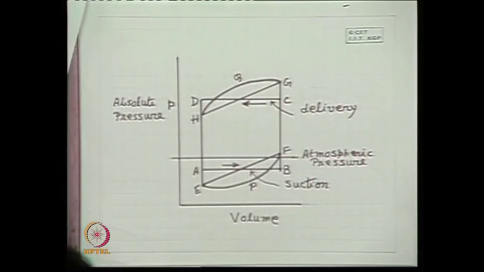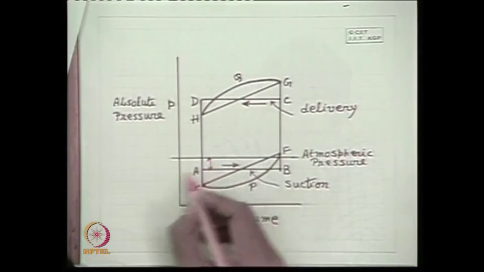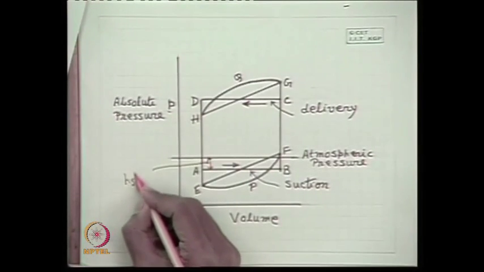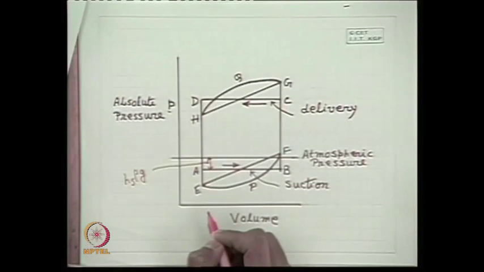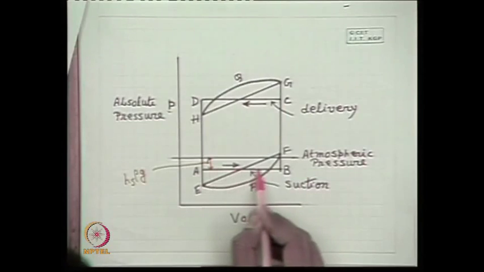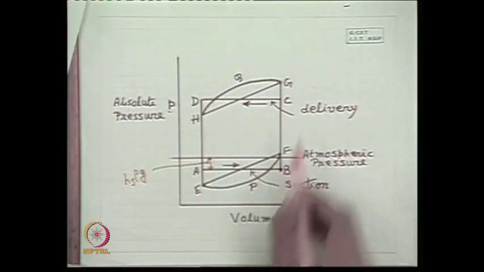If we simply write this, we will get that. So this pressure corresponds, in pressure units, to HS rho g, obviously if we neglect the frictional losses and the velocity head. So it is constant during the suction stroke. So point B corresponds to the outer dead center position of the piston.